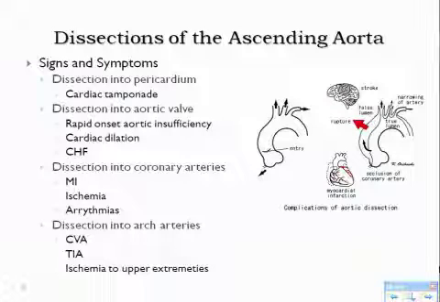If you dissect up into the arch arteries, you can get strokes, TIAs, you can get ischemia of the upper extremities as well. But usually the worst thing that happens is, of course, the strokes.